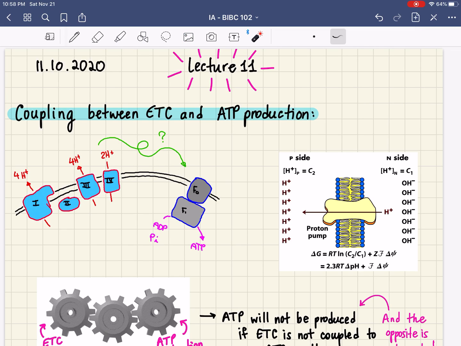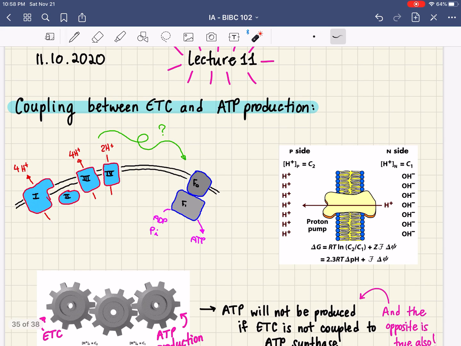Okay, let's begin. So, in the beginning of lecture 11, we talked about the coupling of ETC and ATP synthase. And we talked about what this mystery is right here. And we learned that this is the electrochemical gradient, right? Or the chemiosmotic hypothesis. So many years ago, scientists thought that ATP is produced by substrate level phosphorylation like we saw in glycolysis. But that's not the case for ATP synthase in the inner membrane of the mitochondrion.